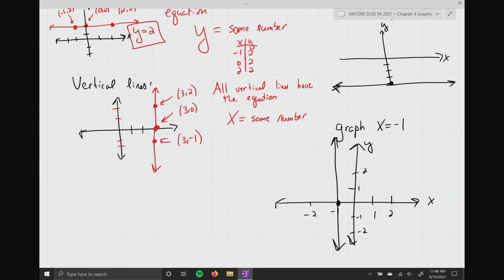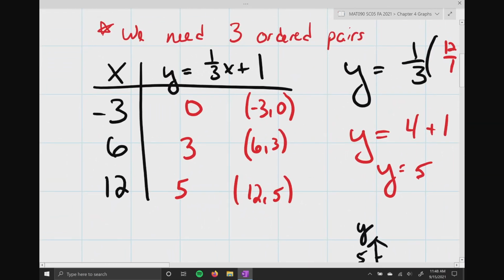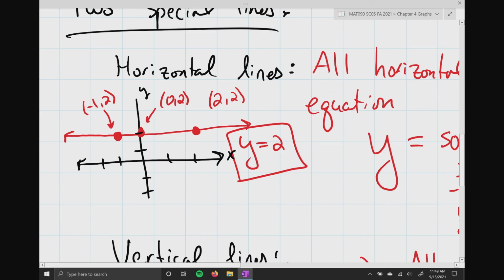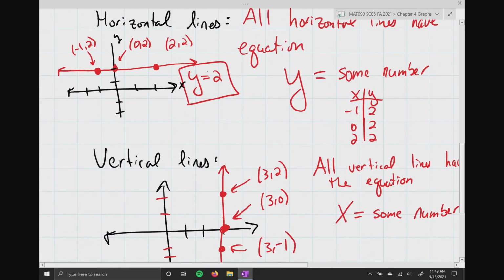So, at the end of the day, here's what we did today. If I give you a linear equation in 2 variables, like y equals 1/3 x plus 1, and I told you to graph, you got to create a table of points. And then you got to graph them, connect the dots. Good? Perfect. Now, we looked at two special cases. Notice they're both linear equations. This y equals 2 thing is linear because the y is raised to the first power. So it is linear, but it's a very special line. It's a horizontal line.